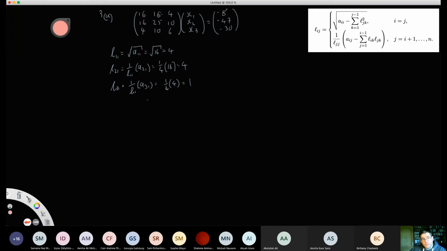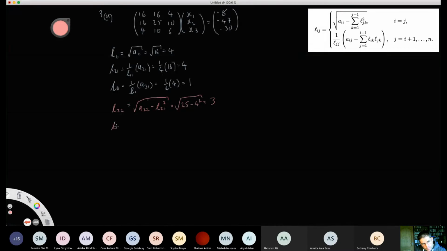I don't bother with this element, so I'll go straight to L22. So L22 is back to the first case, but we have one term within our summation. So we've got A22 minus LJK. So J is 2 and K is just 1. So it's L21 squared. So A22 is 25. L21 is 4. So that's 25 minus 16 is root 9, which gives us 3.